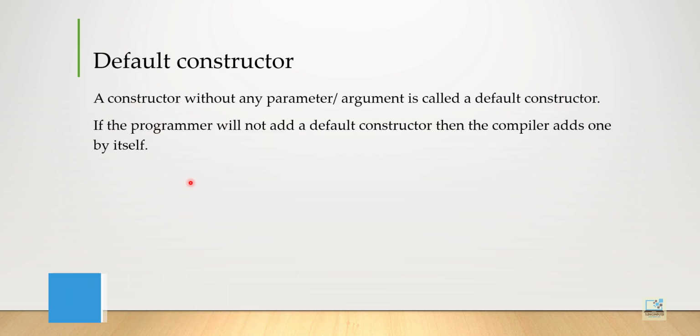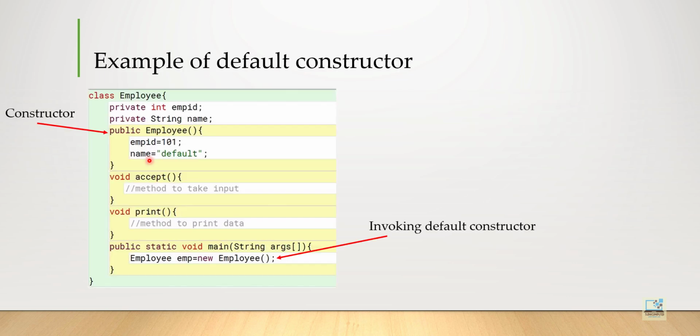By definition, I can say that a constructor without any parameter or argument is called a default constructor. If the programmer does not add a default constructor, then the compiler adds one by itself. So the previous example which I showed you was actually of a default constructor only. I have the example again here. So here I am showing the same example, and this one is the constructor and this one is the calling of the constructor. Invoking of the constructor is the default constructor because the constructor is not having any parameter. The place of the parameter is empty.